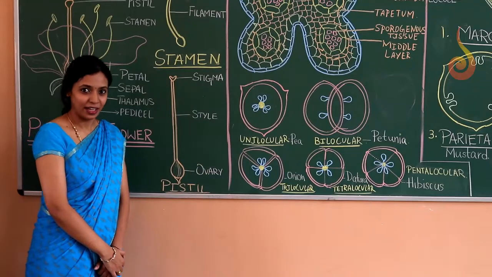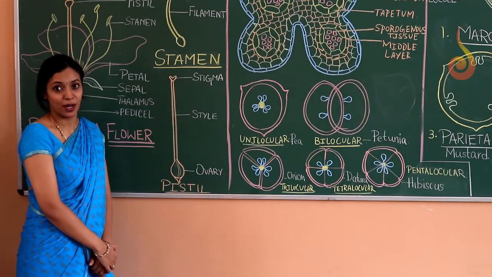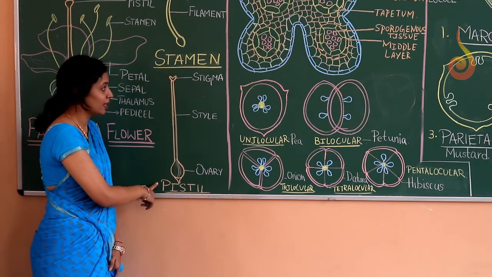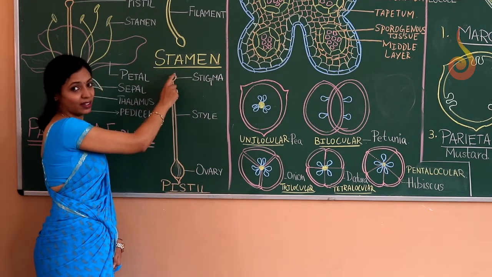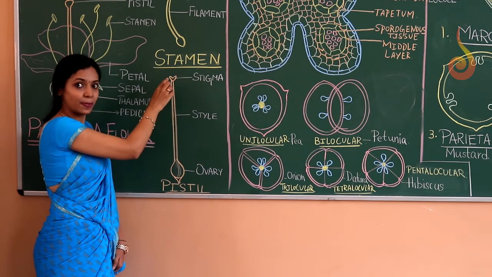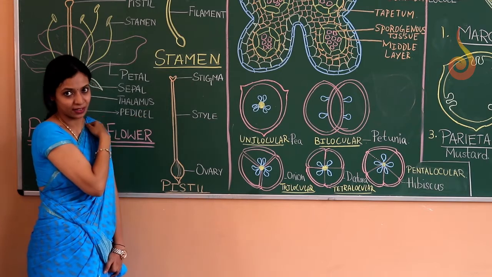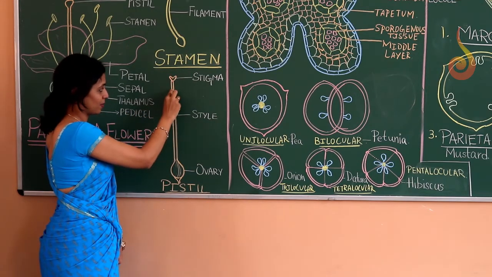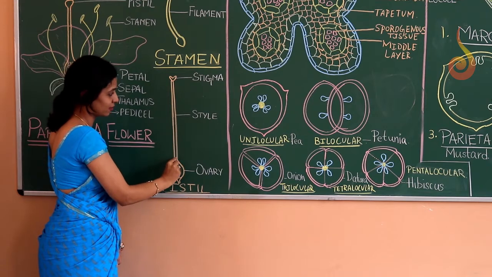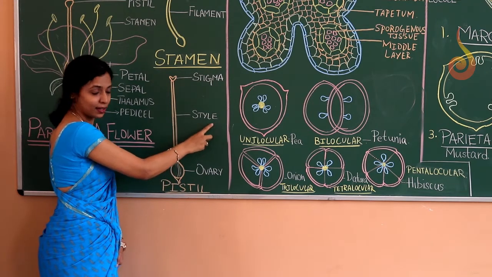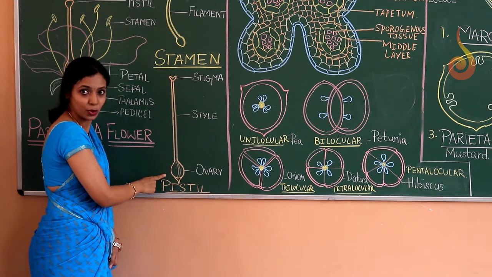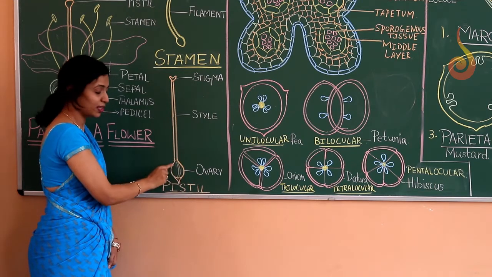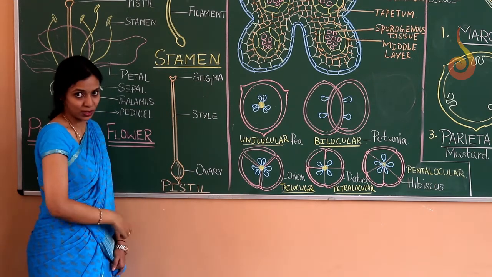Let us now learn about the female reproductive part of a flower called the pistil. A pistil has 3 parts. The top receptive part is known as the stigma. It is this part that receives the pollen from the anther after the pollen have been liberated. Following the stigma, you can find a thin, slender structure known as the style. At the base of the pistil, you can find a broad structure that is known as the ovary. Within the ovary, you can find the ovules.